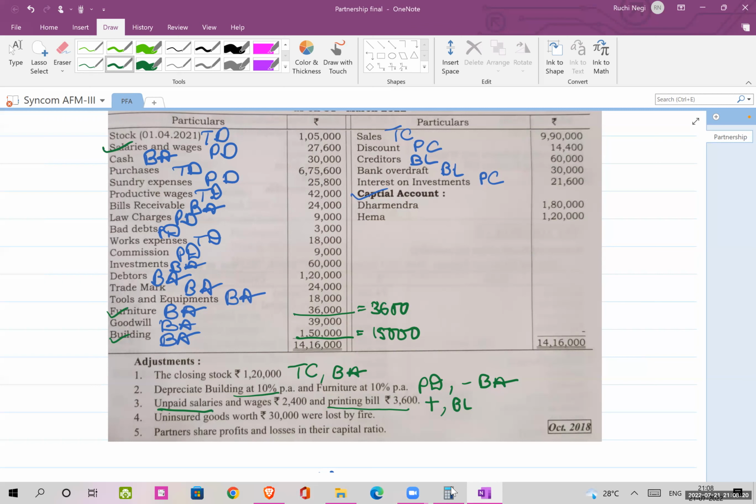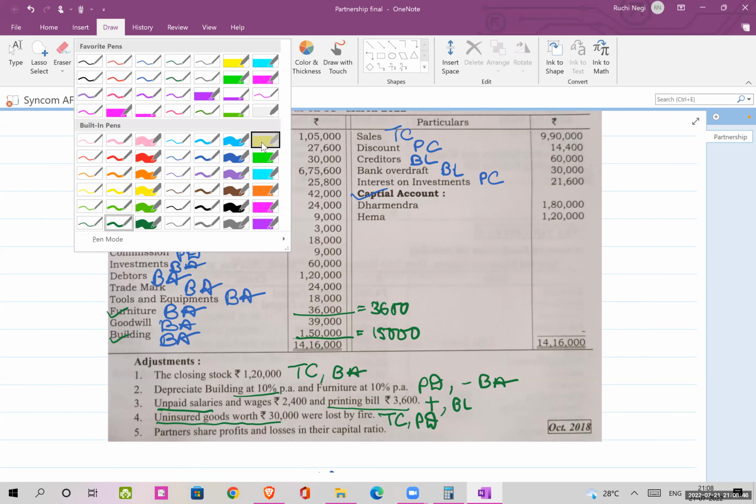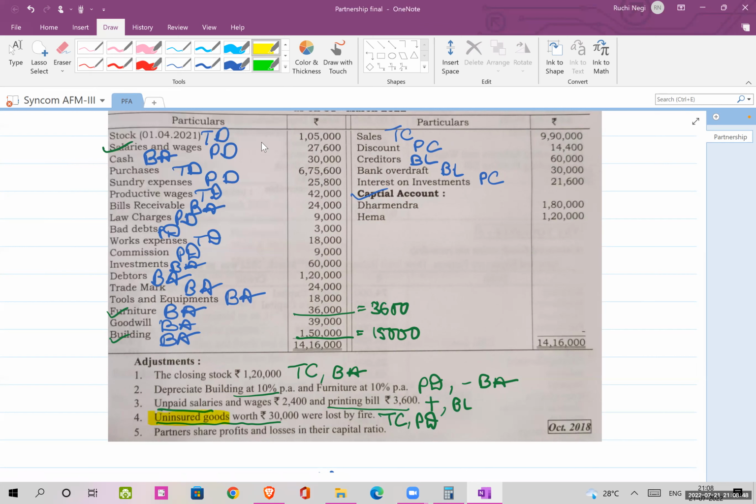Uninsured goods lost by fire. So uninsured goods have two effects. Trading credit to the extent of 30,000, the goods are out, so credit goes out to trading credit. And the second effect, it's a loss to me, so P&L debit. Why two effects? Because it says uninsured goods. Then what have they said next?